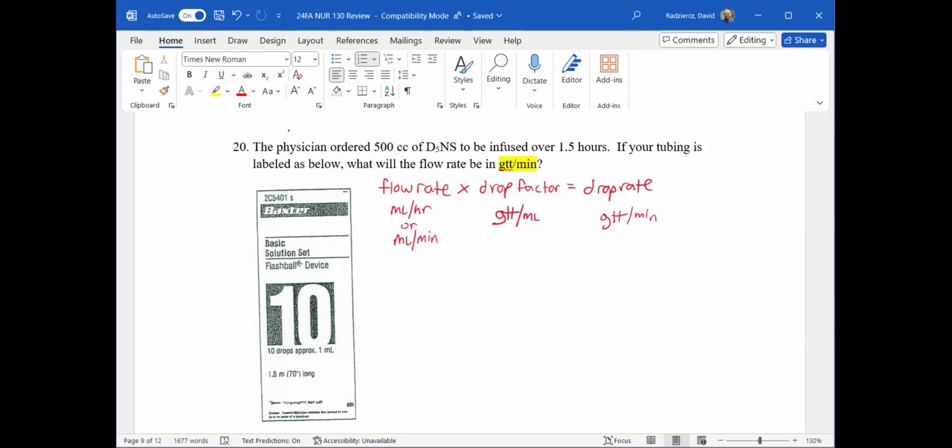So the way to alleviate any confusion associated with that: if it has the drop factor listed or it tells you to look at the drop factor on the label, that's how you know you're calculating drops per minute. Also, a lot of times the question will say, what is the flow rate in drops per minute? So that's another way to figure that out. So the tubing tells you very boldly that it's 10 drops per milliliter. And so the rest of it is just figuring out the flow rate and then getting to the drop rate.